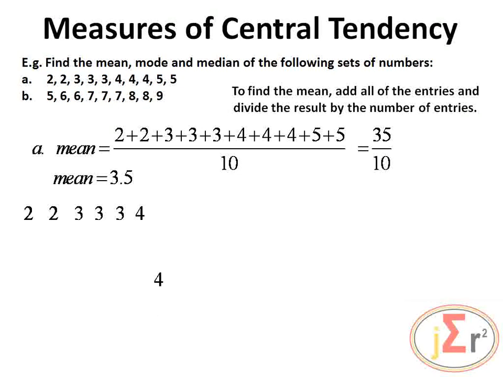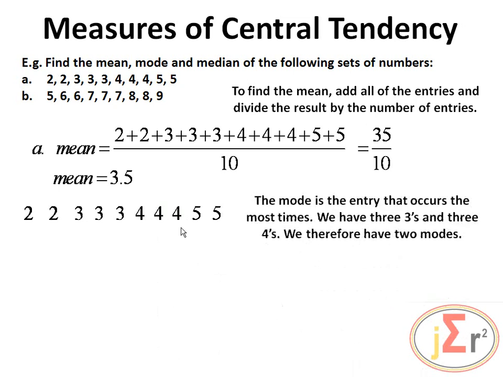Now, we are going to take a look at the mode. We have 2 2s, 3 3s, 3 4s, and 2 5s. So the entry that occurs the most, we have 3 3s and 3 4s. Therefore, we have 2 modes. The mode is the entry that occurs the most times. We write them down, separated by a single comma: 3, 4.